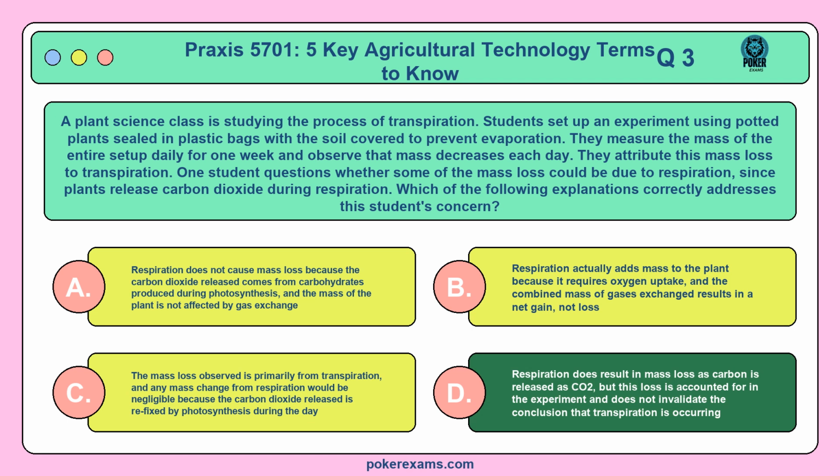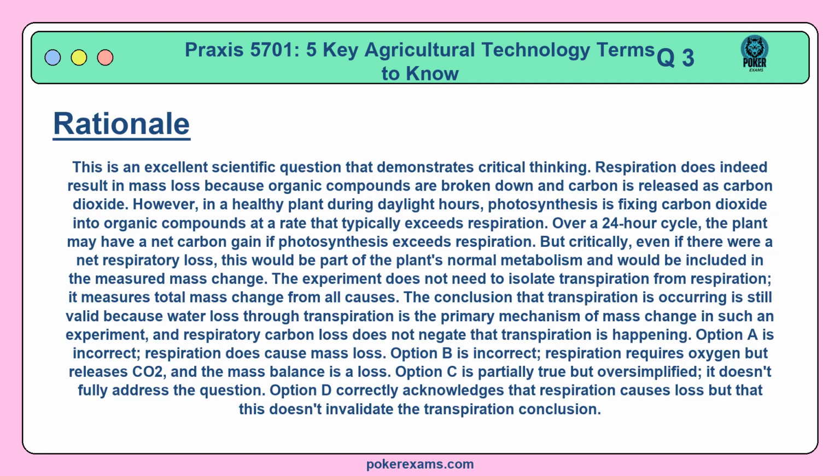The correct answer is D. This is an excellent scientific question that demonstrates critical thinking. Respiration does indeed result in mass loss because organic compounds are broken down and carbon is released as carbon dioxide. However, in a healthy plant during daylight hours, photosynthesis is fixing carbon dioxide into organic compounds at a rate that typically exceeds respiration. Over a 24-hour cycle, the plant may have a net carbon gain if photosynthesis exceeds respiration.